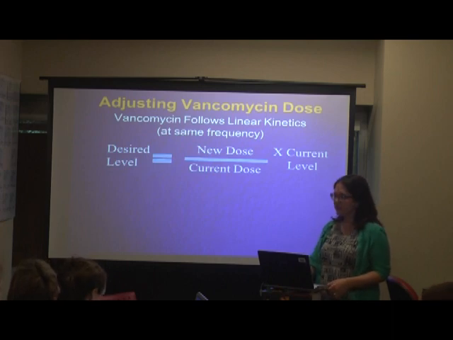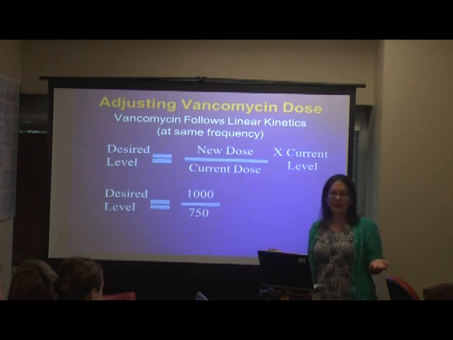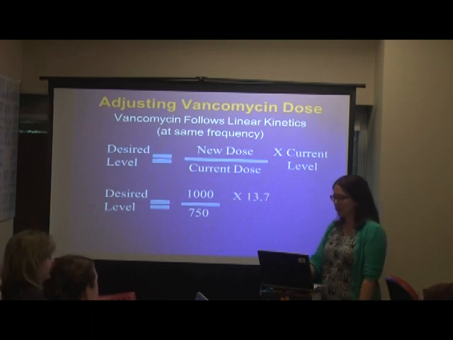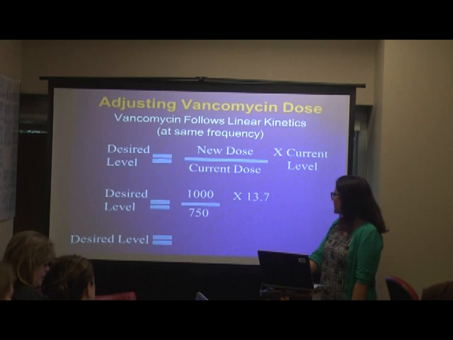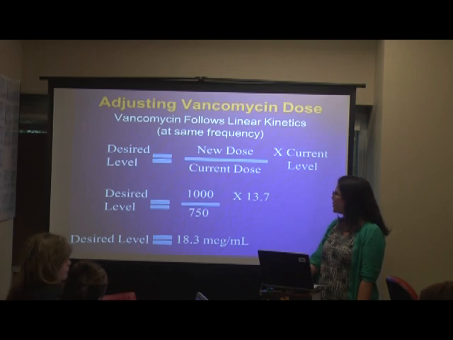Now that we know what dose we want, we can also figure out what our level will be, because we might make a small adjustment based on rounding to an appropriate or easier to measure, easier to draw up dose. So in this case, we did 1 gram Q8, so that would give us a predicted level of about 18.3 micrograms per mL.